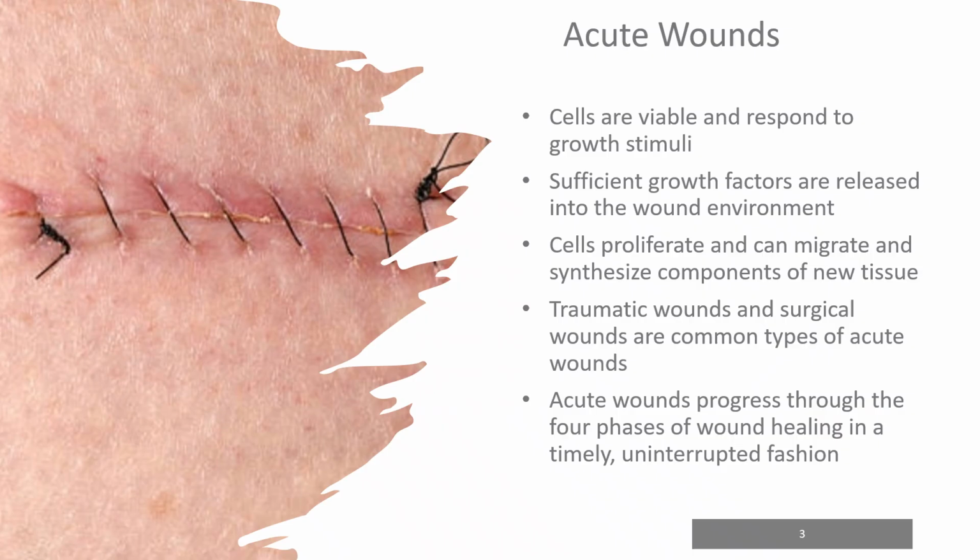Acute wounds heal because cells are viable and respond to growth stimuli. There are sufficient growth factors released into the wound environment. Cells proliferate and can migrate to synthesize components of new tissue. Traumatic wounds and surgical wounds are common types of acute wounds, and acute wounds progress through the 4 phases of wound healing in a timely and uninterrupted fashion.